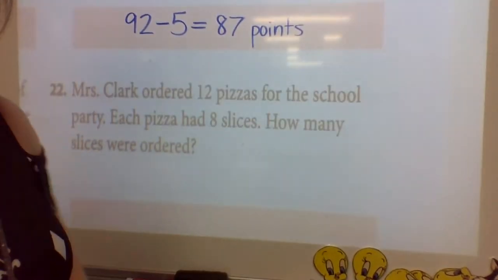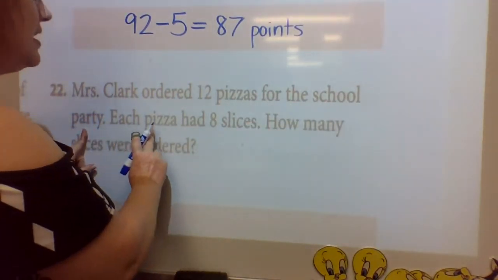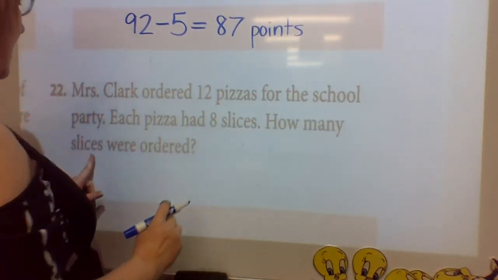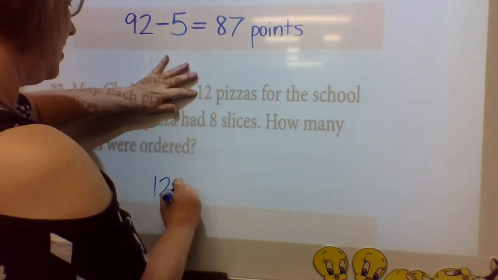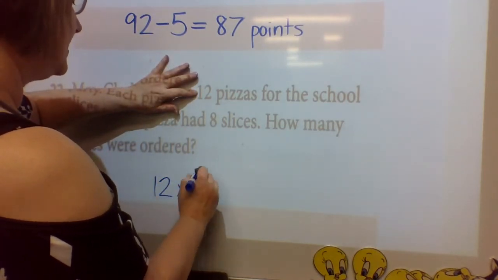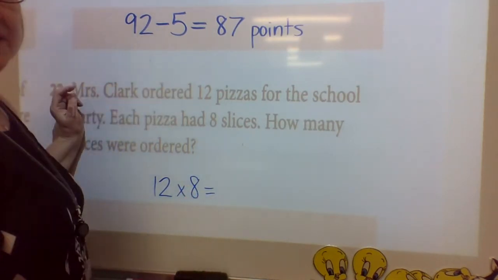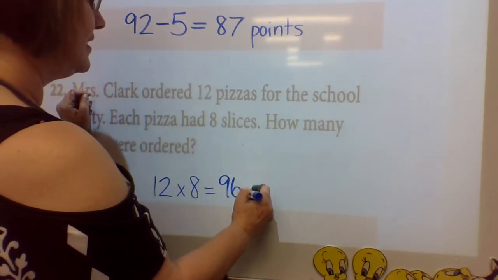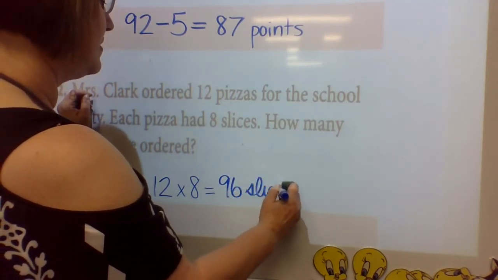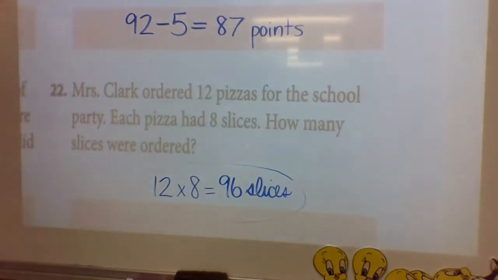Sorry about that. Mrs. Clark ordered 12 pizzas for the school party. Each pizza had 8 slices. How many slices were ordered? 12 pizzas times 8 pieces in each pizza. And what's 12 times 8? Right, 96 slices, because this is how many slices were ordered. Not 96 pizzas, 96 slices were ordered.